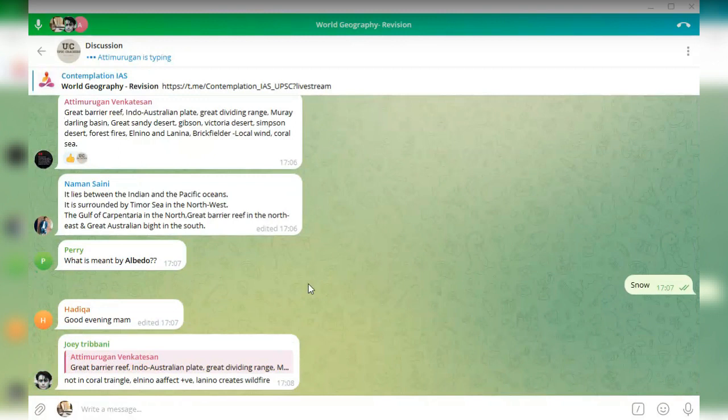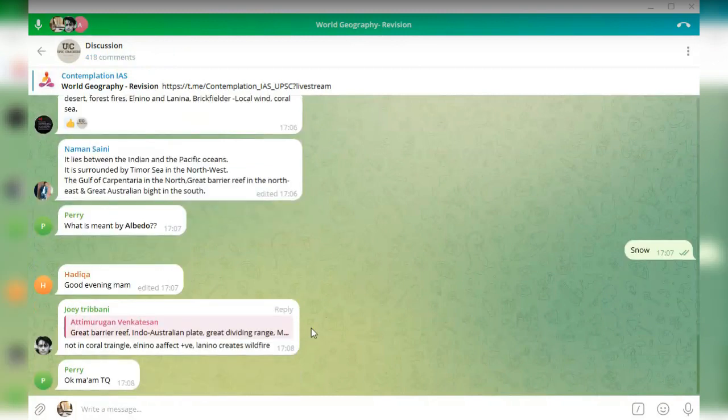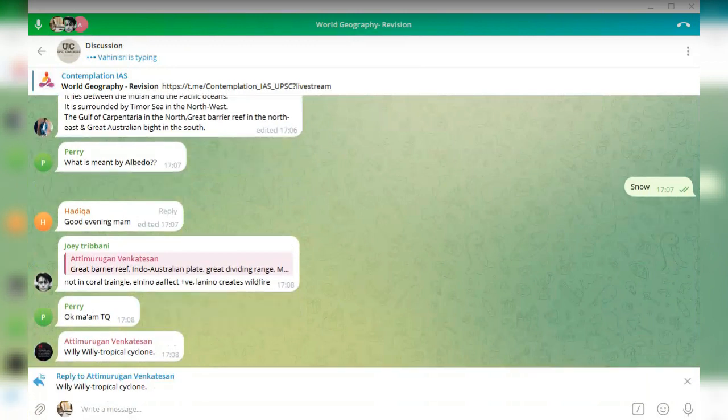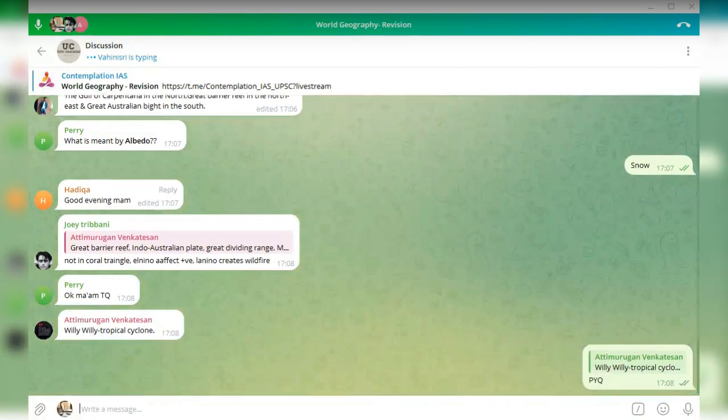Noting the triangle, El Nino effect creates wildfire, tropical cyclone. Exactly. That is again a PYQ. So just remember, this is again a PYQ, and that's important. Australia. All right.